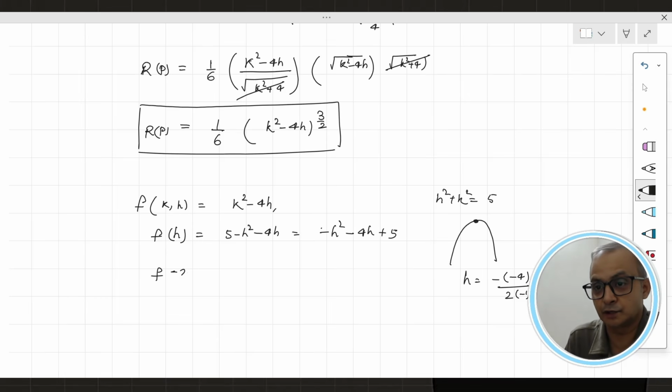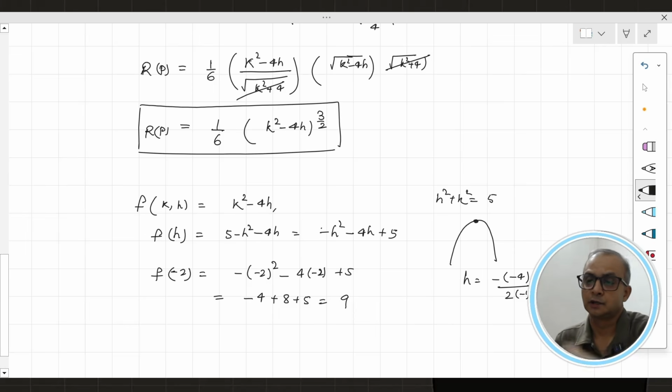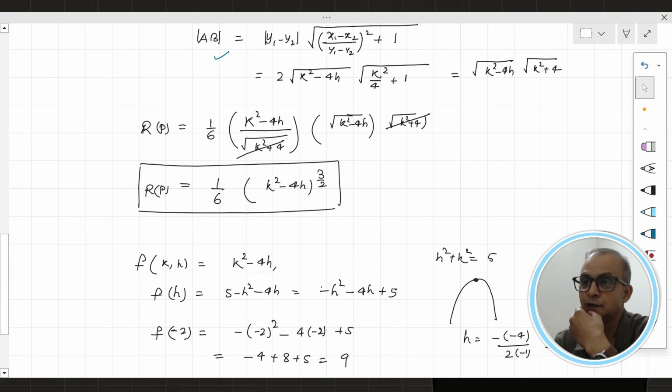So f of minus 2 is going to be minus of minus 2 squared minus 4 times minus 2 plus 5. Let's calculate it. So that is going to be minus 4 plus 8 plus 5, so that is going to be 9. So I got the f of minus 2 value 9, and that h value is minus 2.